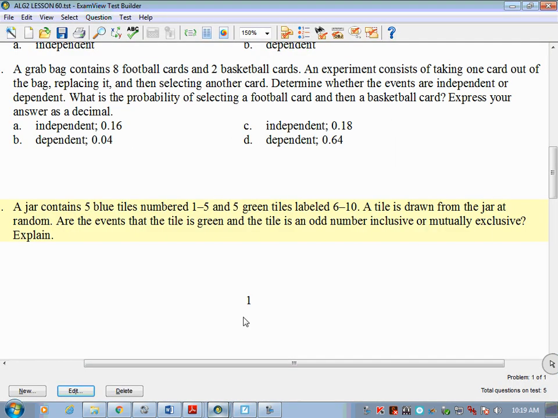What is the probability of selecting a football card? How many football cards are there? 8. How many cards total are there? 10. So I have an 8 in 10 chance of selecting a football card. And then selecting a basketball card. What's the probability of selecting a basketball card? 2 in how many cards? Okay, 2 in 10.